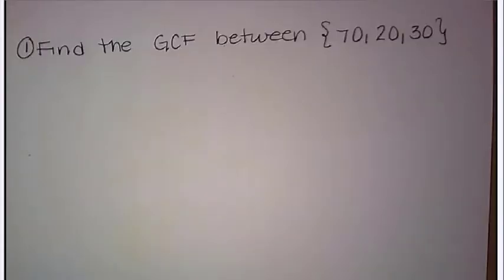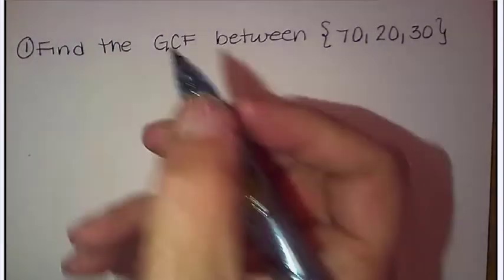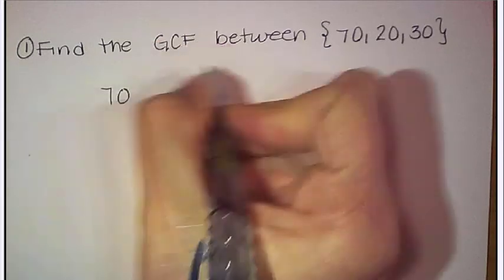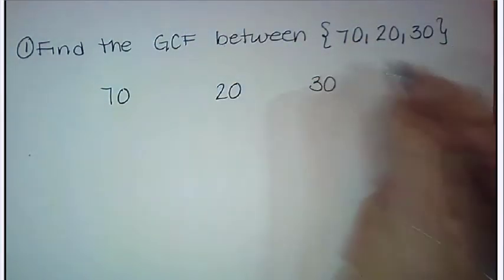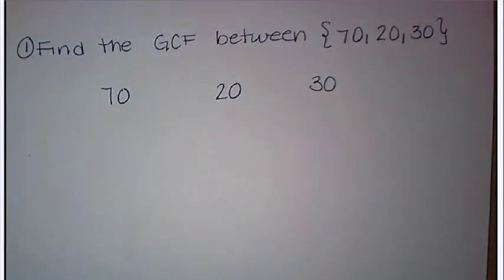So for our first example, I want to find the GCF between these three numbers, 70, 20, and 30. And you might be able to do this without going through the steps, but I'm going to go ahead and work through the steps with you so that you understand how we can find the GCF no matter what numbers we're working with. So what I want to do is just write down my three numbers, 70, 20, and 30, and then I want to prime factor. Remember, prime factoring is where we break a number down to its prime numbers.